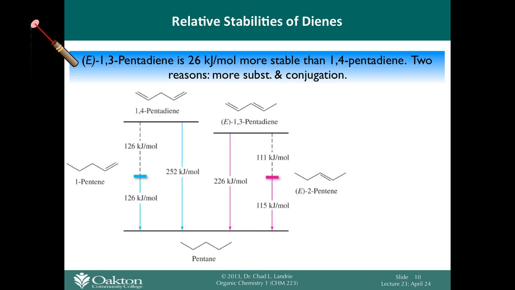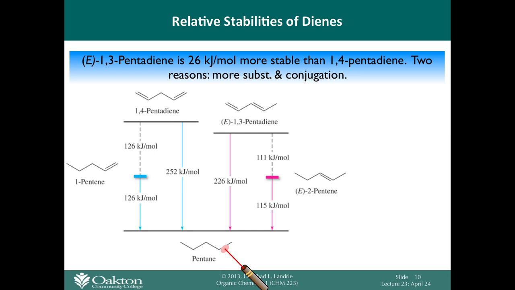Let's compare now the potential energies of dienes, alkenes, and alkanes. We can see that dienes are higher in potential energy than alkenes, which are higher in potential energy than alkanes. So as we increase the number of pi bonds, we increase the potential energy. This makes sense because pi bonds are weaker, and weaker bonds are higher in potential energy.